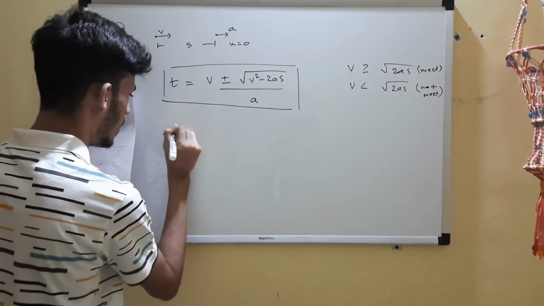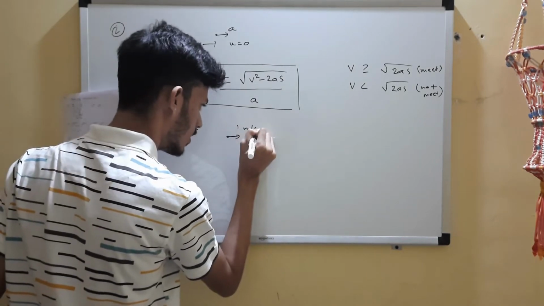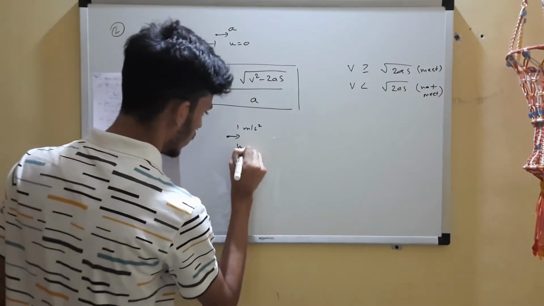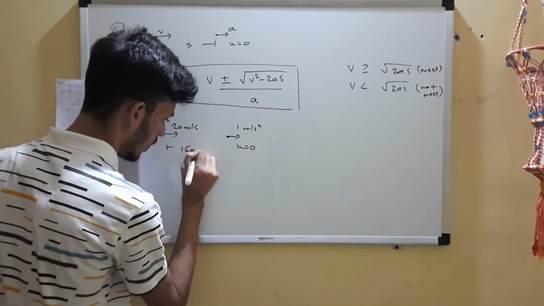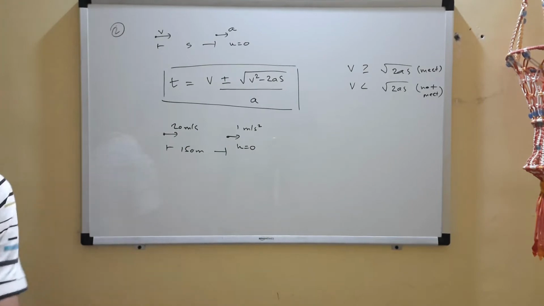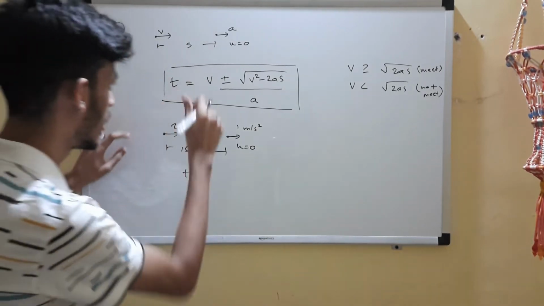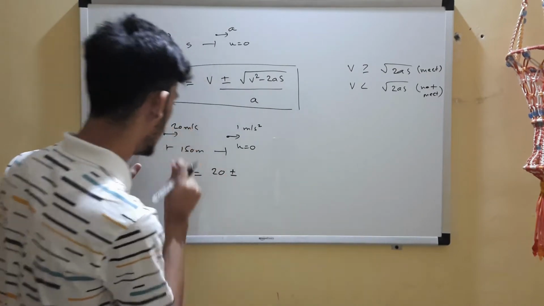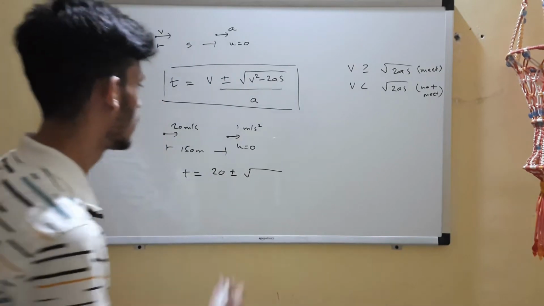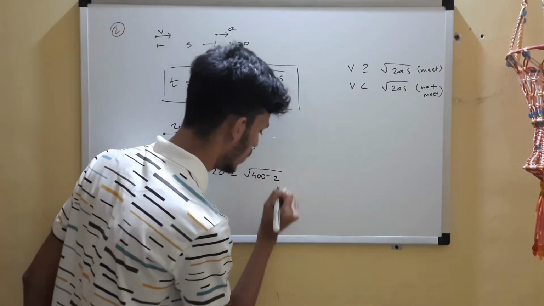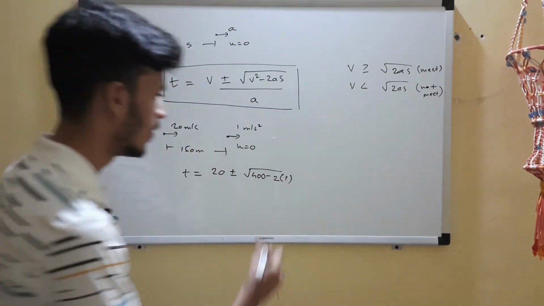So we have 20 meters per second, and this is 1 meters per second square. This has initial velocity 0, this is the acceleration, and the distance between them is 150 meters. Find the time when they will meet. Easy, easy, easy. Directly substitute. 20 plus, speed is 20, right? So v plus under root v square minus 2as, v square 20 square 400, minus 2a is 1, and s is the distance between them, 150.